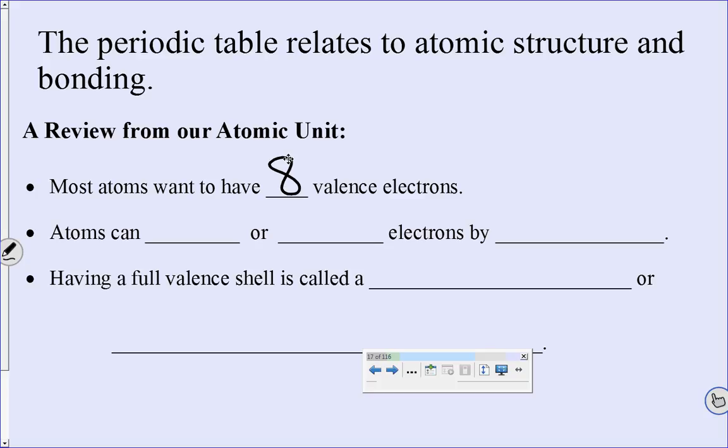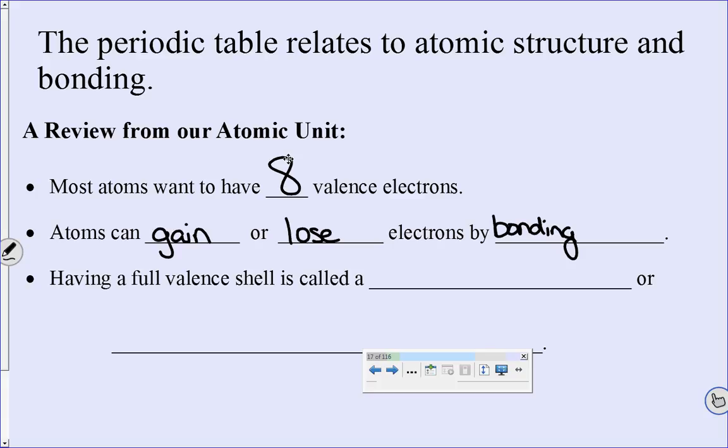Atoms can gain or lose electrons by bonding. They can also share electrons as well, which we'll talk more about in our bonding unit. But right now it's easier to focus on the ideas of gaining and losing electrons. The outcome is the same: trying to have 8 valence electrons.